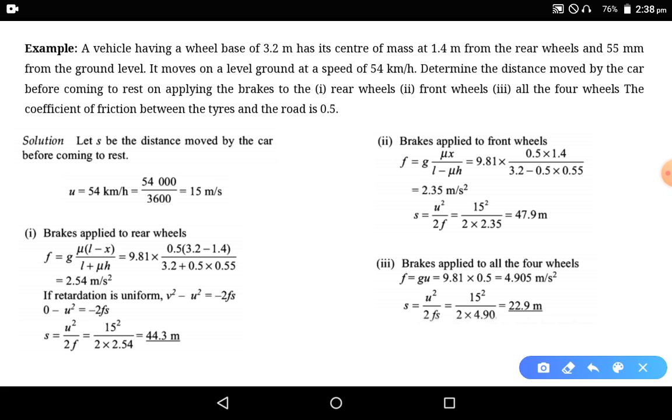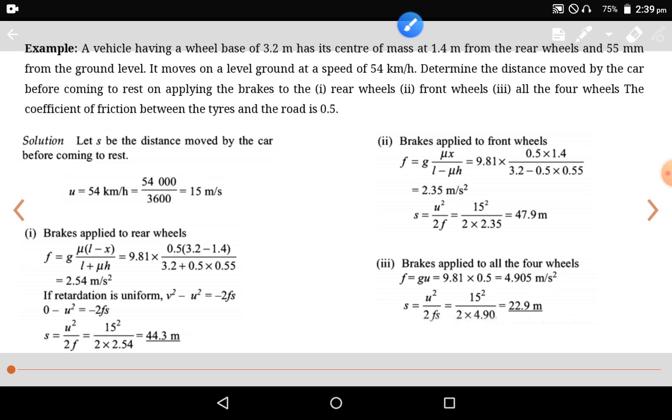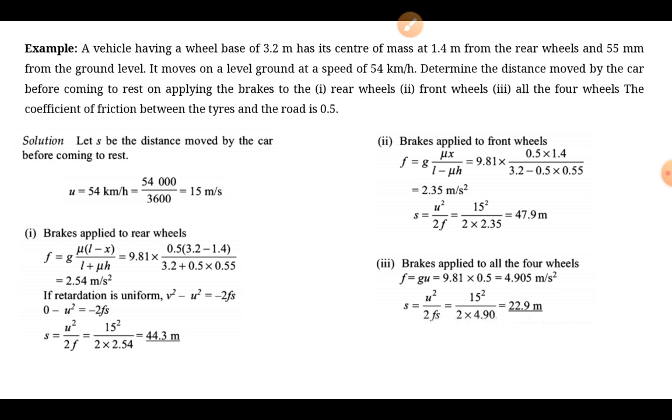Okay, let's solve another problem on the same topic. Here a vehicle is moving on a road that has a slope of 15 degrees, right? So in this case the vehicle is moving on a slope. The wheelbase is 1.6 meters and the center of mass is at 0.72 meters from the rear wheels and 0.8 meters from the inclined plane. So the height and the value of x are given. The speed of the vehicle is 45 km per hour. The brakes are applied to all four wheels.